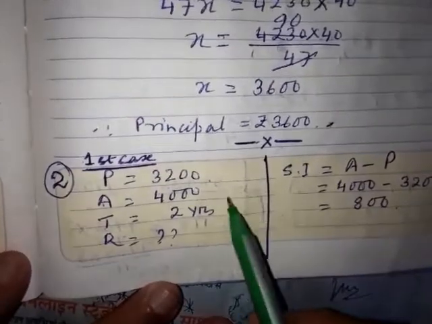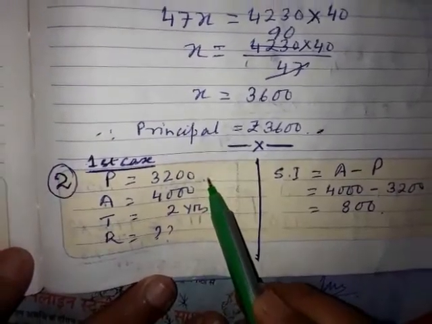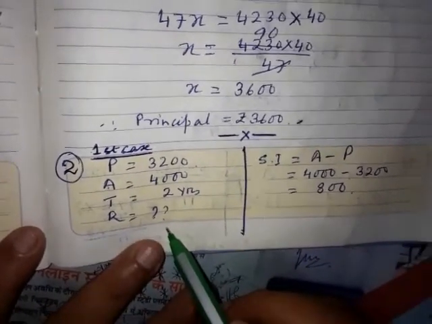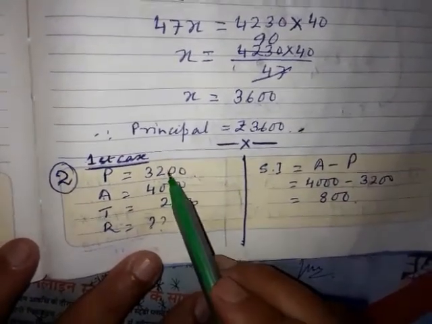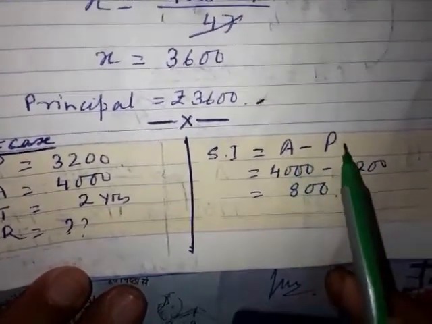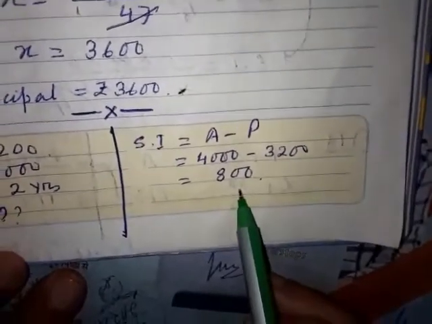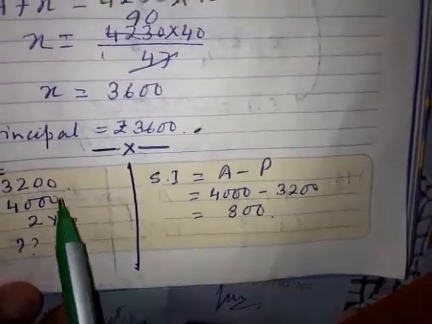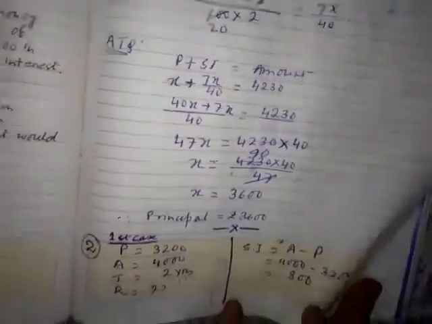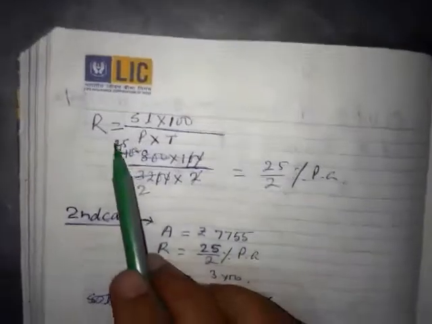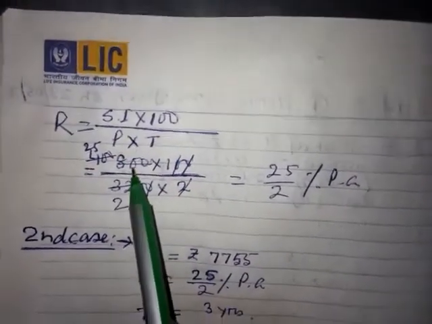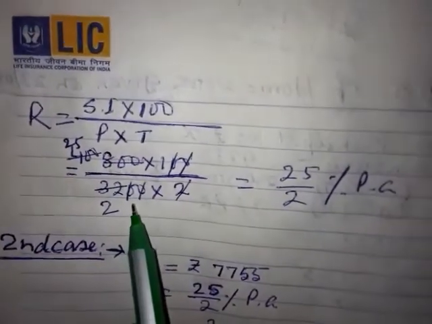What is the first part? In the first case, principal is given, amount is given, time is given. Rate was not known. If the principal and amount are given, will you be able to find out the SI or not? SI equal to amount minus principal, you got the SI. Now SI is known to you, principal is known to you, time is known to you. Will you be able to find out the rate or not? What is the rate? All of us know rate equal to SI into 100 by P into T. In place of SI, you put the value of SI. In place of P, you put the value of P.